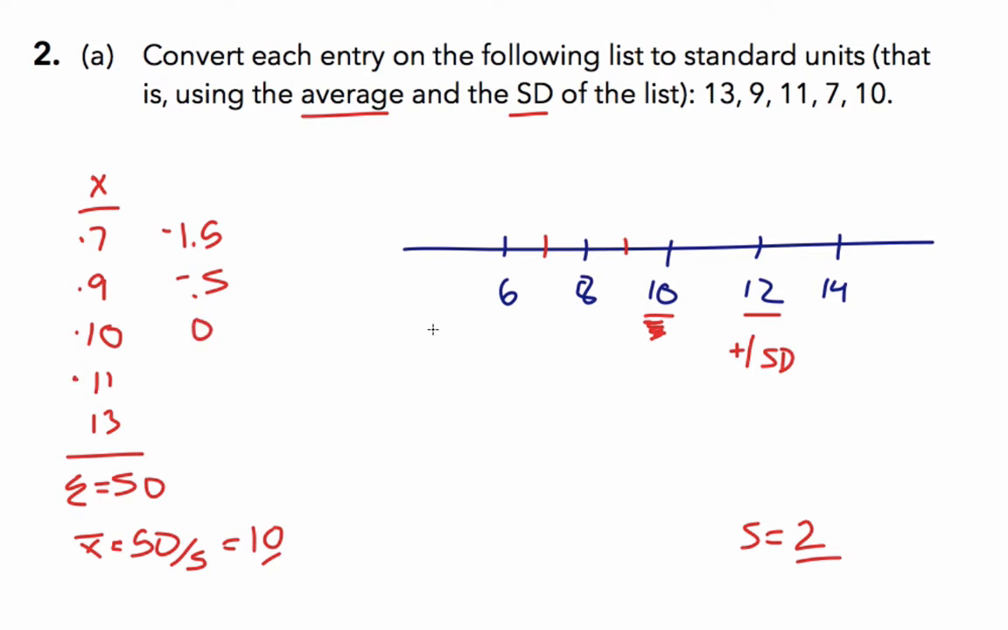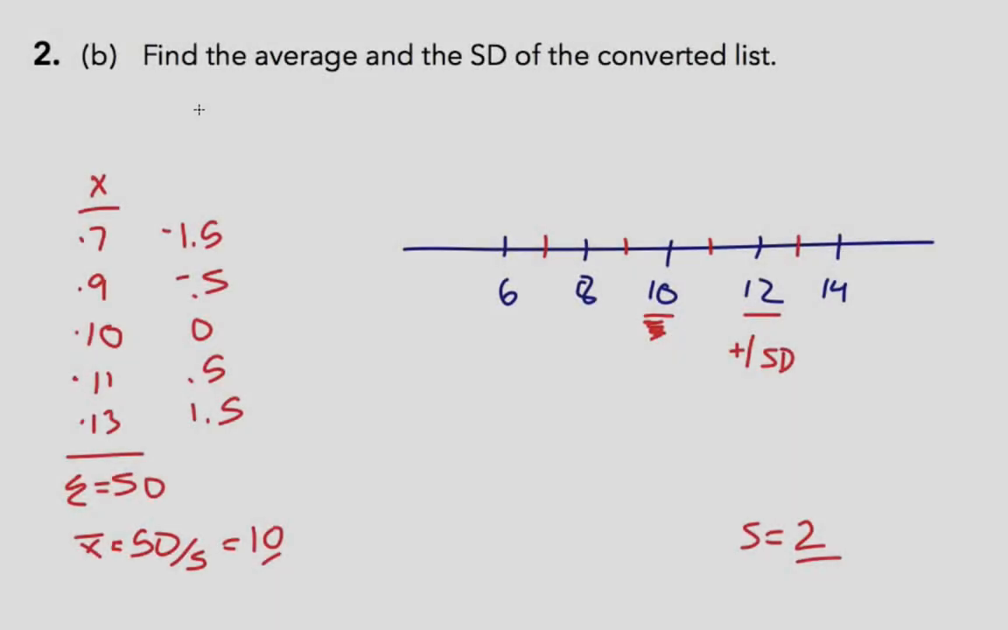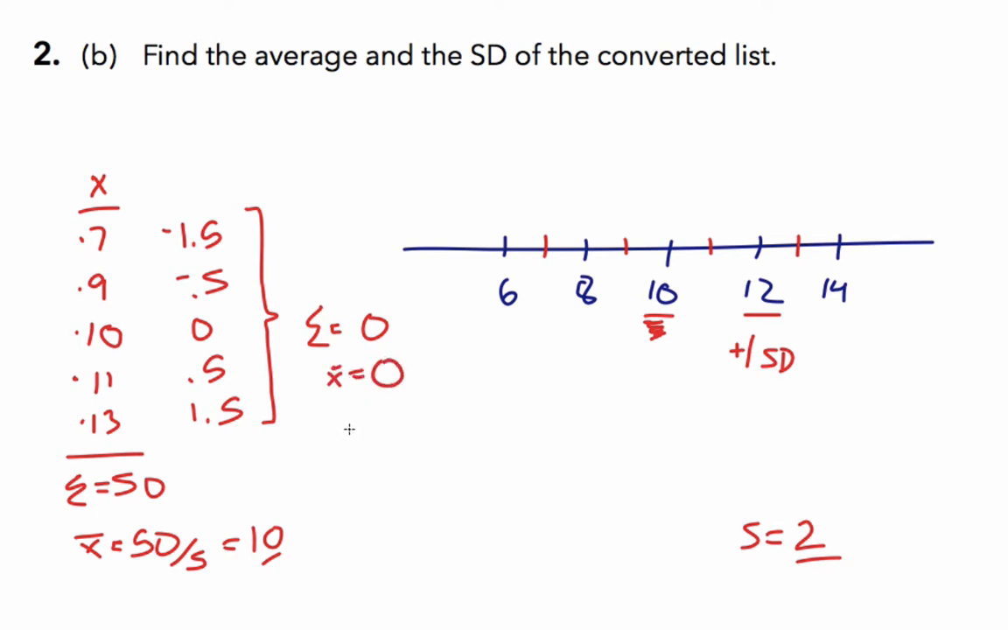11, like 9, is halfway between the mean and a single standard deviation above it, so it also has a standard unit of 0.5. It's positive, however, since it is above the mean. And finally, 13 is between 12 and 14 and is therefore a positive 1.5 in standard units. Finally, for part B, if you calculate the mean and standard deviation, you'll find the mean is 0 since the sum of these values is 0. You'll always find that the standard deviation is 1.